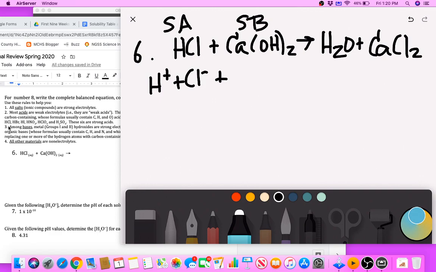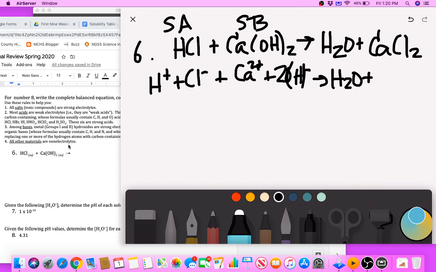So let's break it apart. Ca is +2. And you guys, there are 2 OHs here. So we put 2 OH with a -1 charge. Okay? Because there's 2 OHs there. Again, I'm going to put parentheses around that so it doesn't look like 20. It's 2 OHs. Okay. Does water break apart? Well, let's look at this rule. All other materials are non-electrolytes. That includes water. Water is a liquid. It's a non-electrolyte, so it does not break apart. So it's just H2O.